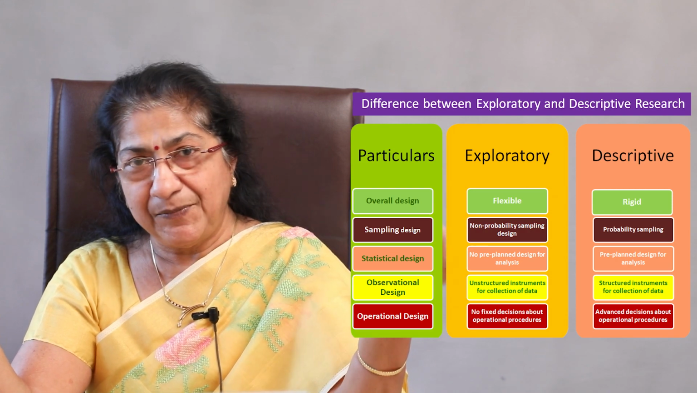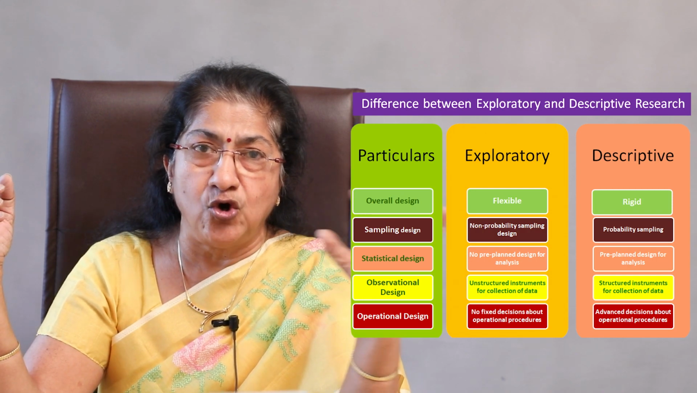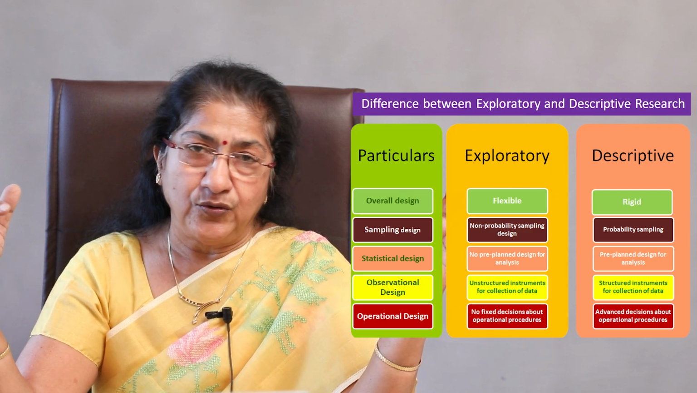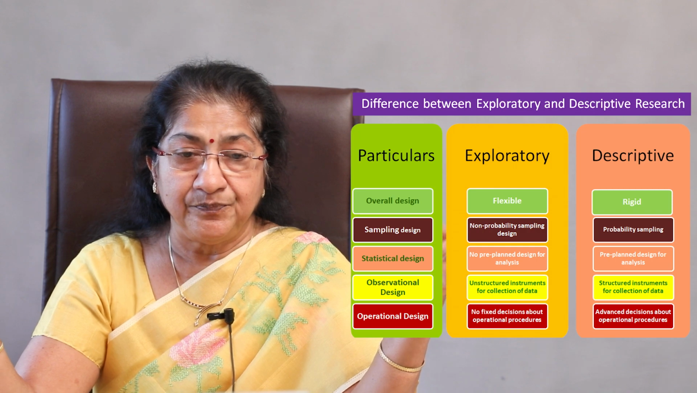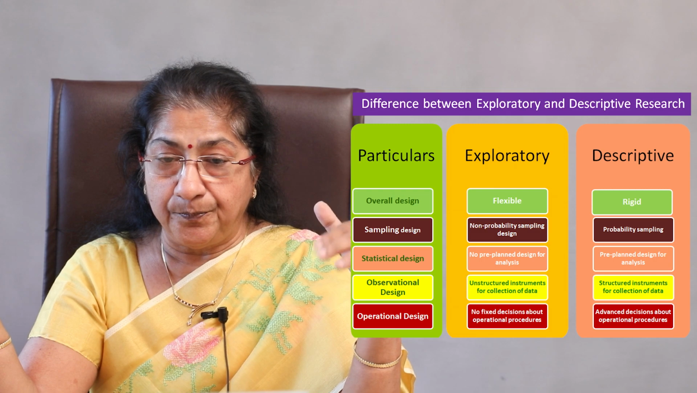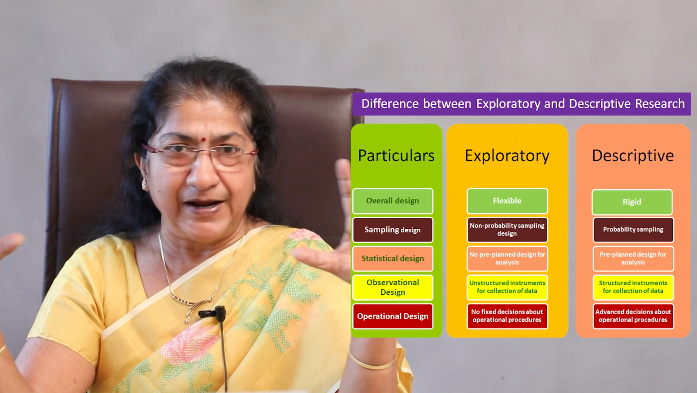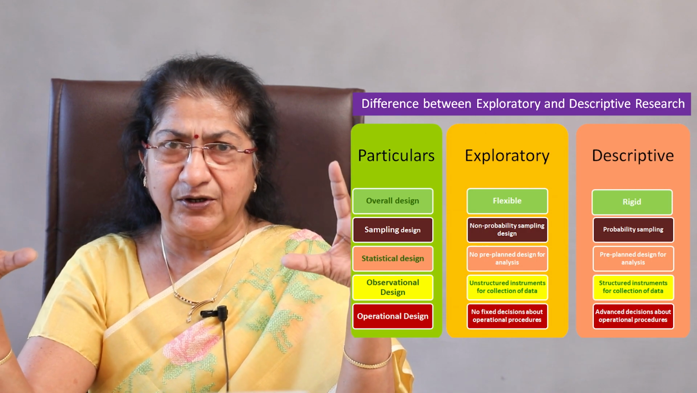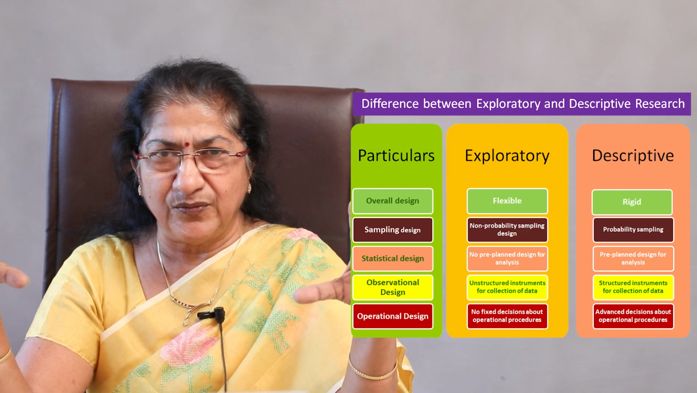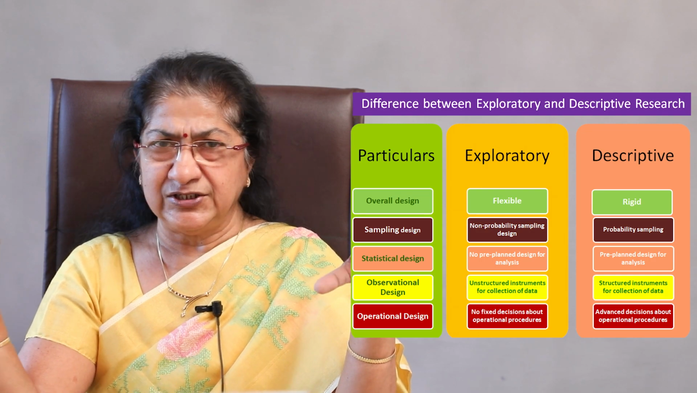Second is sample design. So far as exploratory research is concerned, there is no probability sampling, while in descriptive studies, you can use probability sampling. Then comes statistical design, same way, no pre-planned design, and in descriptive studies, it is a planned design, means you can establish because you know, and in exploratory research, you have no idea. So, this way you can distinguish exploratory research as well as descriptive research.